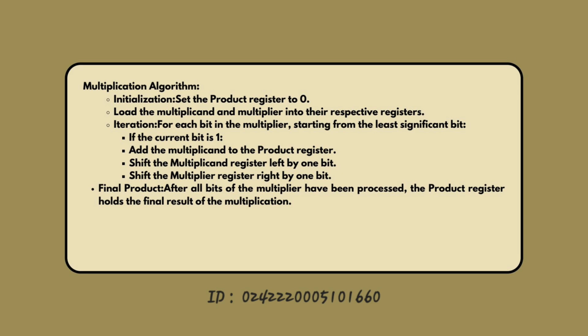In this slide, the multiplication algorithm in action. The algorithm implemented in hardware proceeds as follows. Initialization: the product register is set to 0 and the multiplicand and the multiplier are loaded into their respective registers. Second point is iteration for each multiplier bit. For every bit in the multiplier, if the bit is 1, the multiplicand is added to the product. The multiplicand is shifted left by 1 bit. The multiplier is shifted right by 1 bit. Final product: after all bits of the multiplier have been processed, the product register holds the final result of the multiplication.